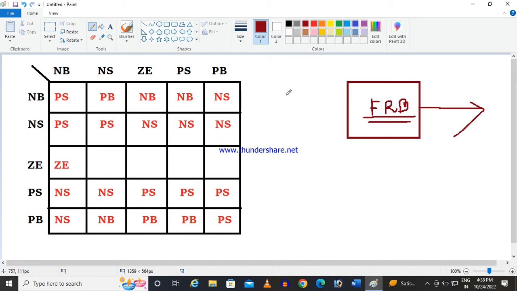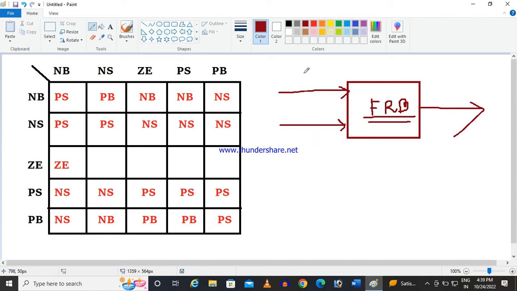If we give the input, then based on the fuzzy rule base, the output will be exhibited. So in this particular example, or in this particular assignment, we have considered two fuzzy input variables.